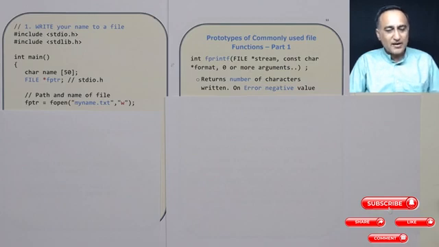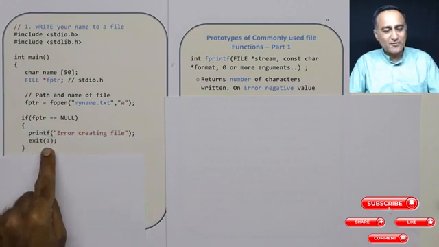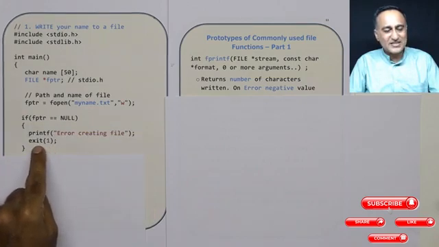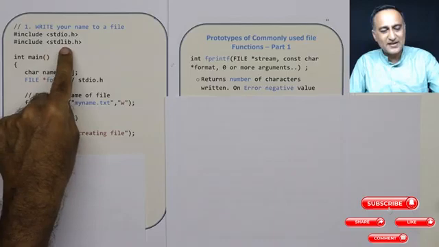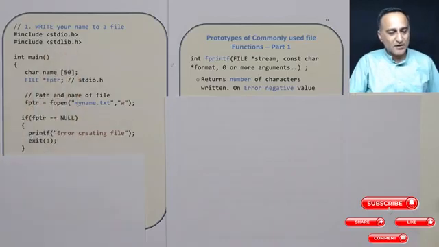Then next thing, when I try to write a file, there may be problems that the hard disk is full, or the hard disk is not working. So then what will happen is fptr in that case will turn out to be NULL. If fptr is equal to NULL, it indicates that I am having some error creating the file. That's why I exit with a flag of 1. This exit prototype is declared in stdlib.h. So I exit and then I come off.